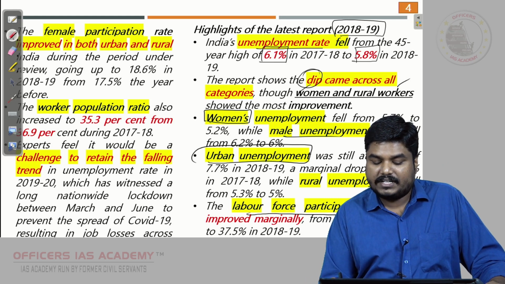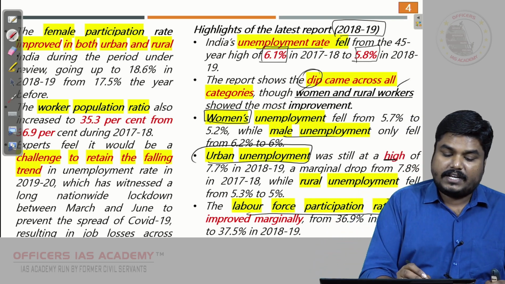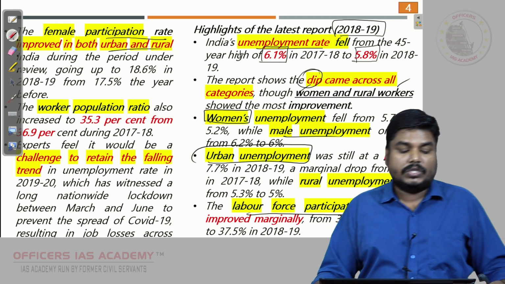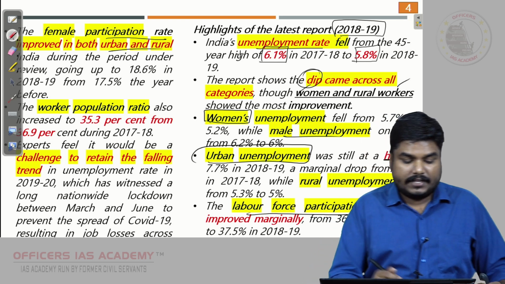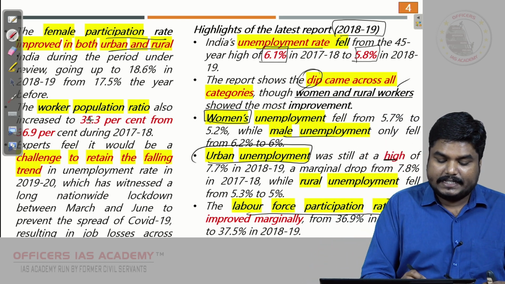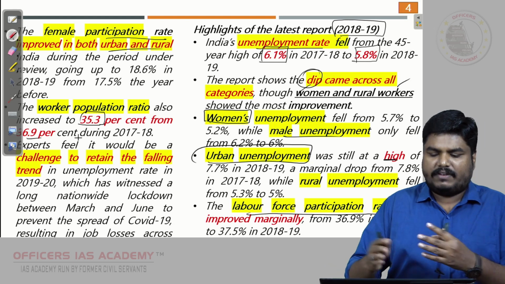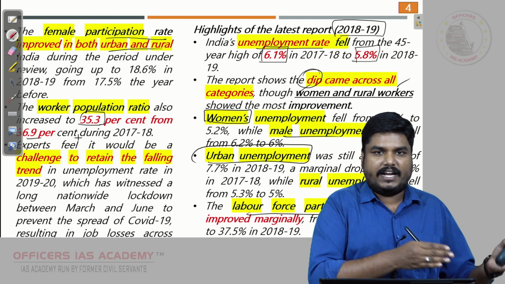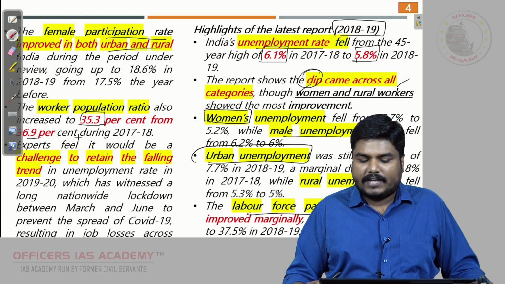The labor force participation rate marginally improved. The female participation rate improved in both urban and rural areas, right. The worker population rate increased from 35.3% to 36.9%, everything being compared with 2017-18. These are the important highlights of this report.